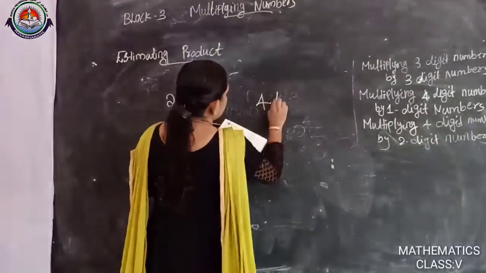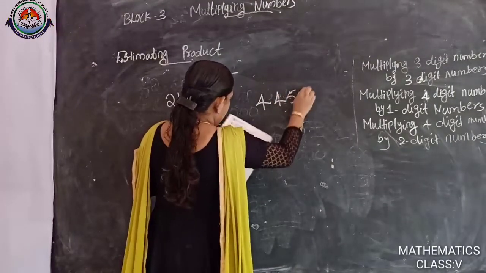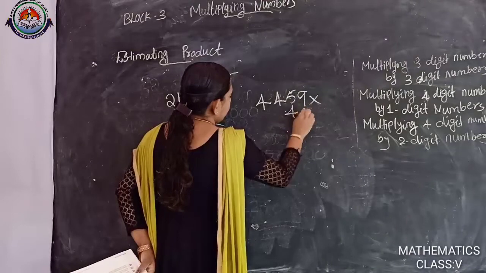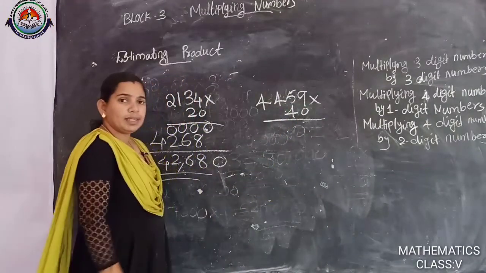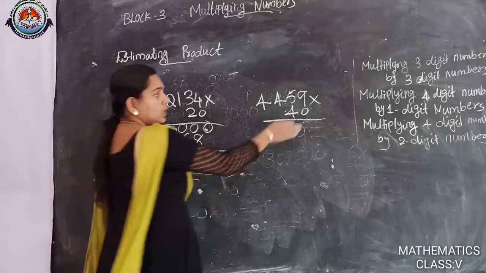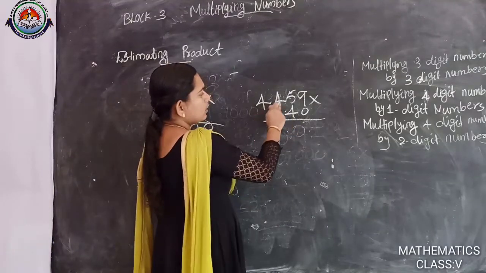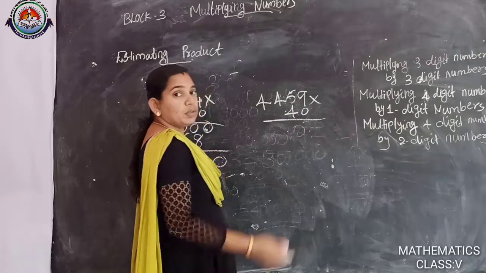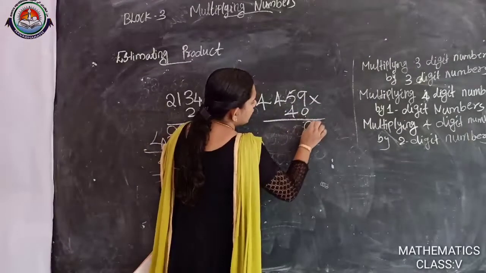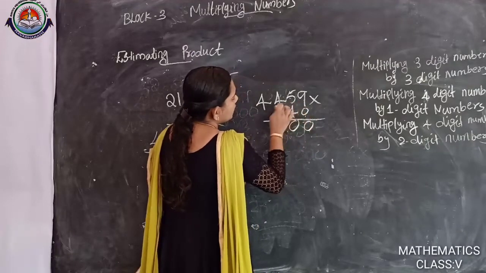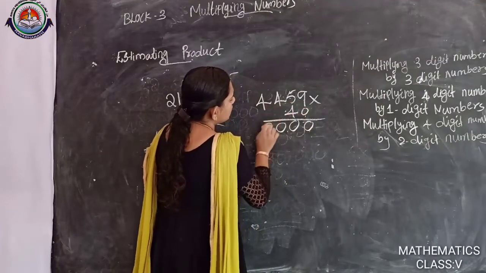Second question, 4,459 into 40. Okay. Without the 0, you can multiply it. You know that. Without the 0, you multiply 4,459 into 4. Then put 0 only. That's not a problem. 0 into 9, 0. 0 into 5, 0. 0 into 4, 0. 0 into 4, 0.